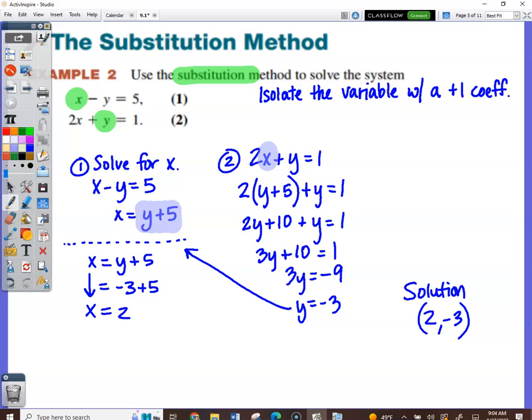Now let's practice the vocab words. That means this system must be consistent or inconsistent. Did you come to an answer? Like, that's a point. So this is consistent. And are they 2 totally different lines? Yeah, if they're crossing in one spot, they're 2 totally different lines. So they are independent.